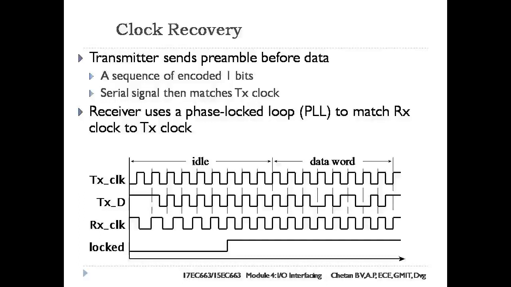The receiver uses a phase locked loop, or PLL, to match the receiver clock to the transmitter clock, as shown in the figure. A phase locked loop is an oscillator whose phase can be adjusted to line up with a reference clock signal. So a PLL is used here. The figure shows synchronization of transmit and receive clocks by a PLL.